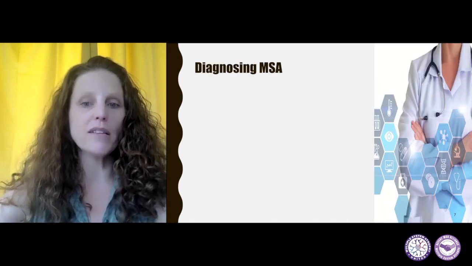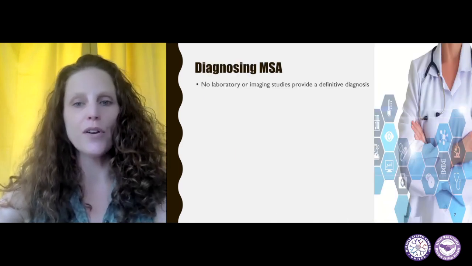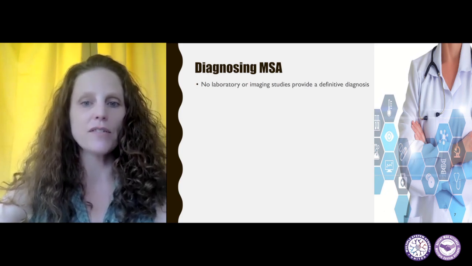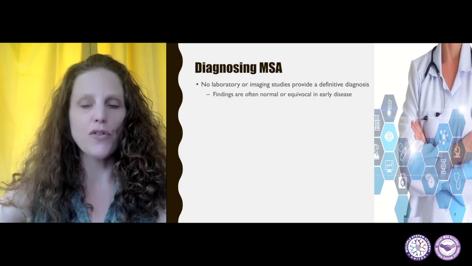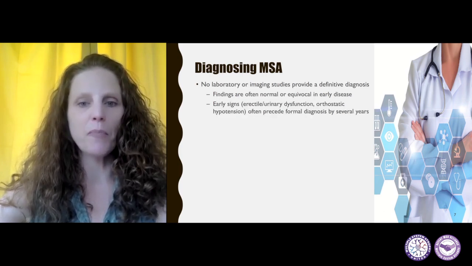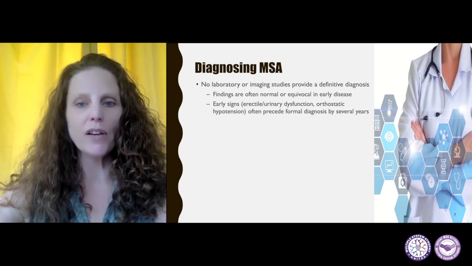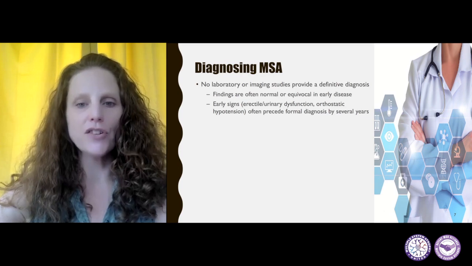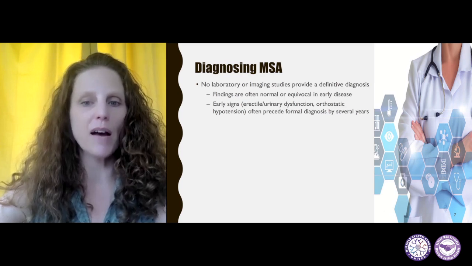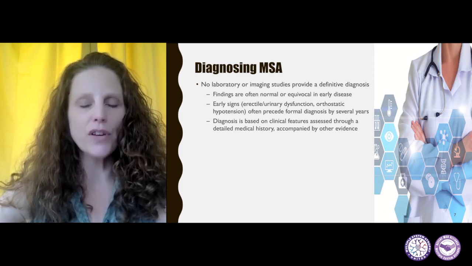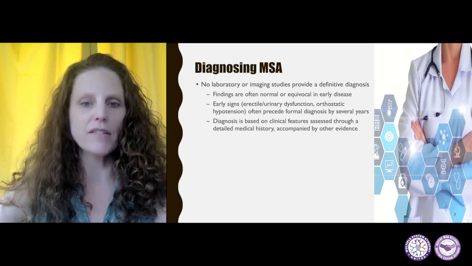Diagnosing MSA can be quite difficult. There are currently no laboratory or imaging studies that can, by themselves, provide a definitive diagnosis. Findings are often normal or equivocal in early stages of the disease. The earliest signs, specifically erectile and/or urinary dysfunction and orthostatic hypotension, often precede a formal diagnosis by several years. Diagnosis, therefore, is based on clinical features assessed through a detailed medical history and supported by other diagnostic evidence.